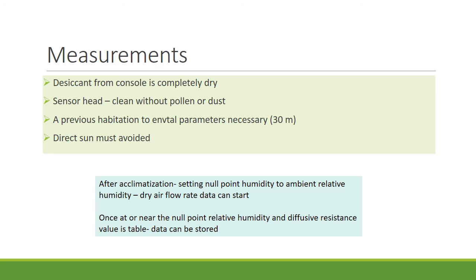For starting the work with Licor 1600, a previous habituation to the environment parameters is necessary, which takes about 30 minutes. Therefore, we must be careful to install the instrument in the definitive measuring place. Direct sun must be avoided to protect the chamber against abrupt temperature changes. At this temperature, checking of chamber and leaf temperature, flow, relative humidity, PAR, etc.